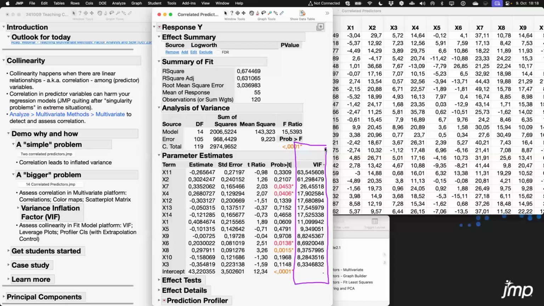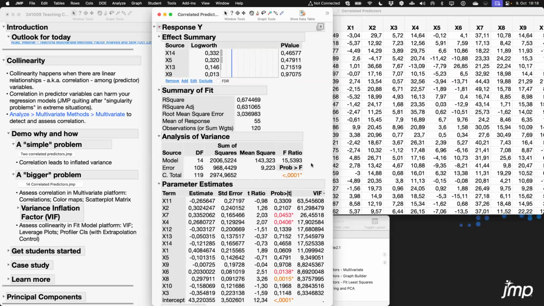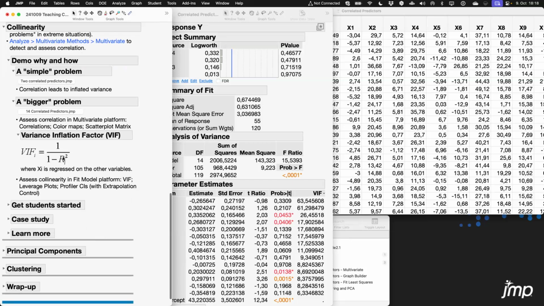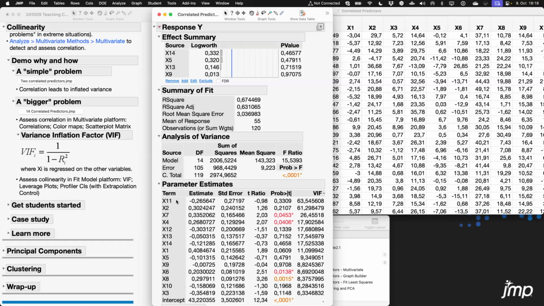This is a numeric diagnostic about collinearity, called the variance inflation factor. And this is based on an R squared. We have an R squared here which is not that bad, almost 70%. But this is a different one, the variance inflation factor. Here we have an R squared from a regression of one predictor on all other predictors. So how much of the variation in x11 can be explained by all other x's? A lot. We have a variance inflation factor of 63.